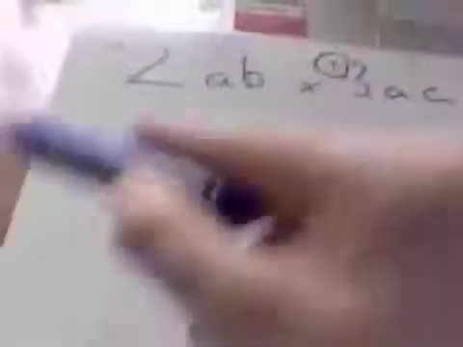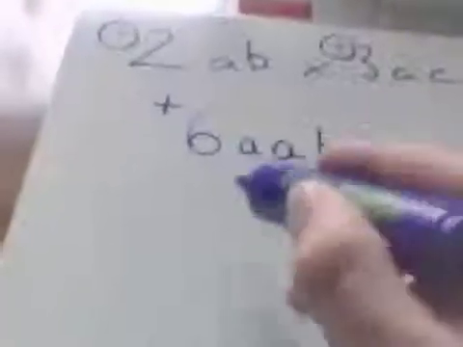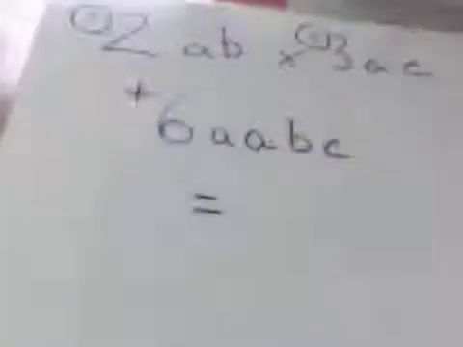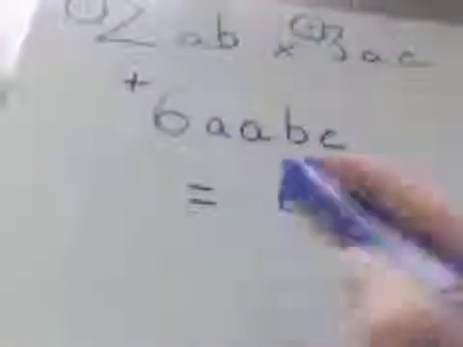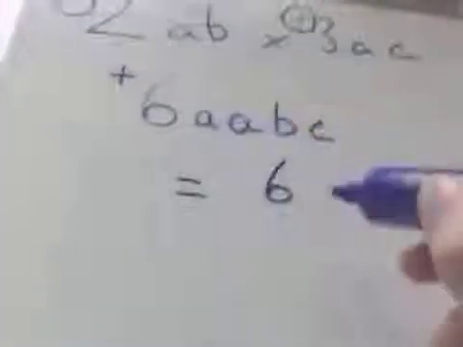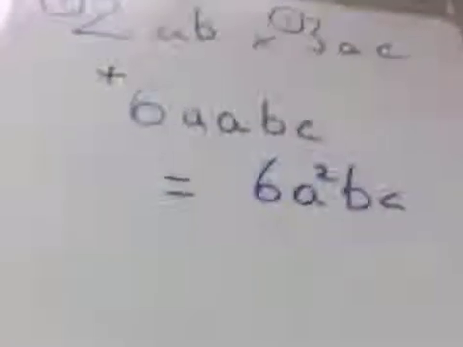If you're timesing a positive by a positive, a pair gives positive, so it's plus. And finally, you've got to try to make it a bit simpler to read if possible. I don't need that positive at the front anymore, so I'm just going to write 6. A times A is actually A squared, and then we have B and C to finish.